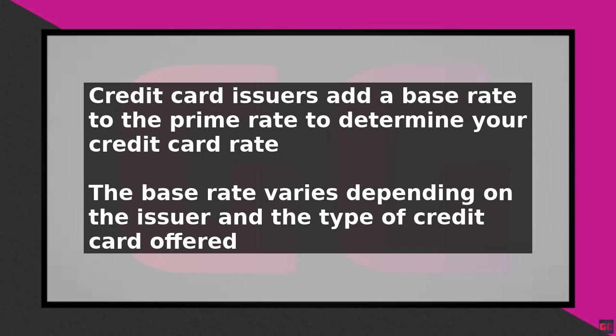To calculate your credit card rate, you need to add the prime rate and the base rate. For example, if the prime rate is 6% and the base rate is 10%, your credit card rate would be 16%.